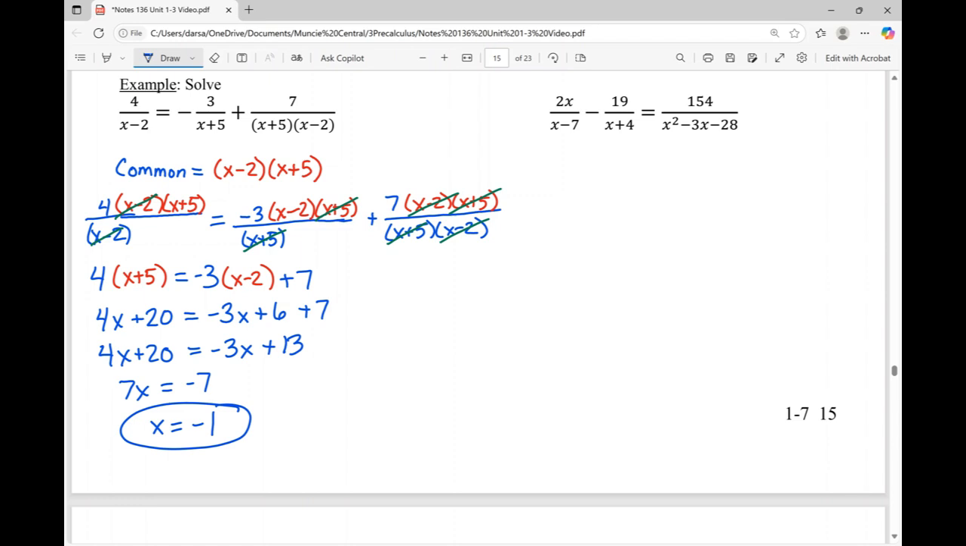Okay, how do you get rid of fractions? You multiply everything by the common denominator. Multiplying by the common denominator means that common denominator ends up in the numerator. Seems ridiculous, but it works. It gets us really pretty answers, which is what we're looking for. It's how we solve.